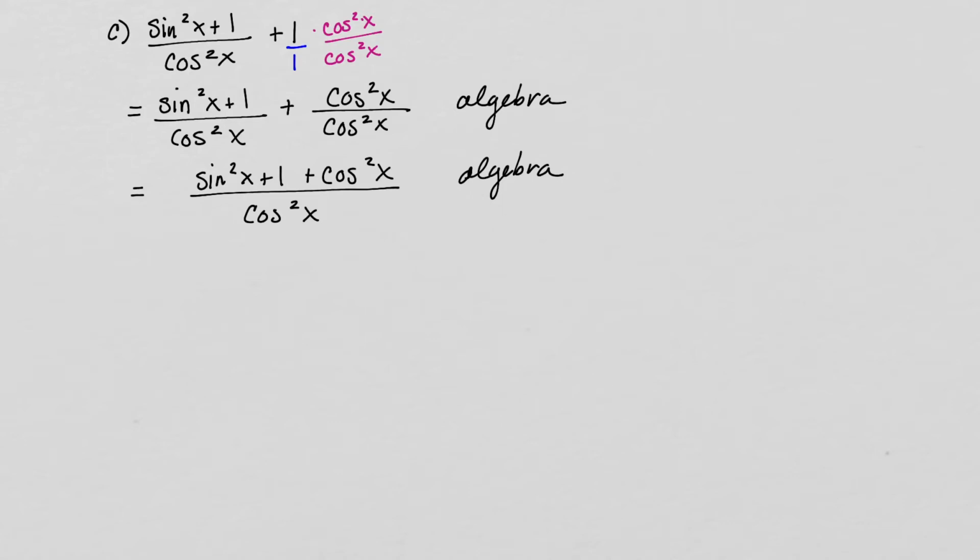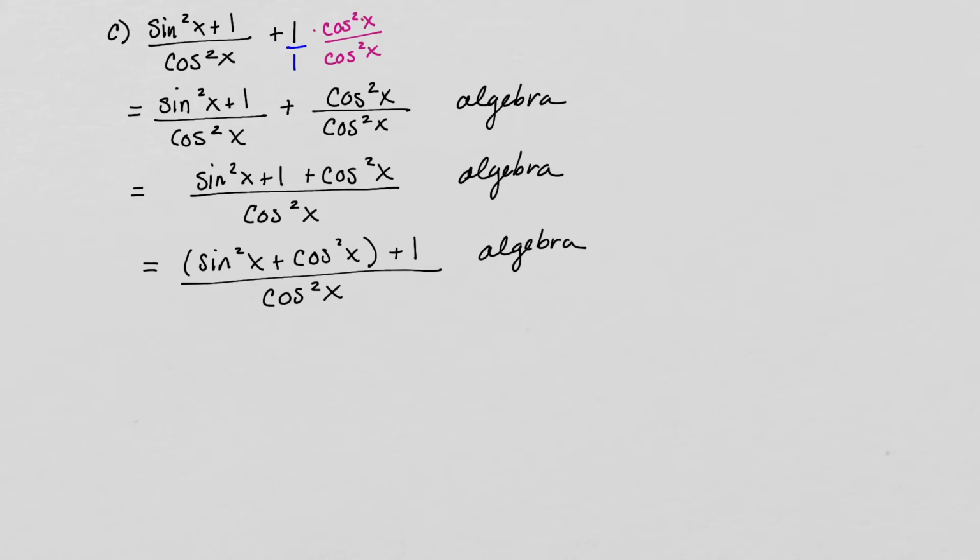Okay, so I'm just going to rewrite a little bit. I'm going to rearrange the terms on the top. It's addition, so the order I write them in does not matter. I'm going to group the sine squared x and the cosine squared x together. So sine squared x plus cosine squared x, plus 1, all over cosine squared x. Again, all I've done is some algebra.